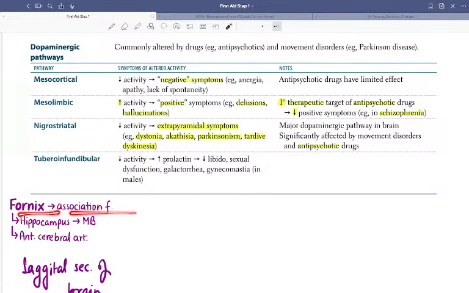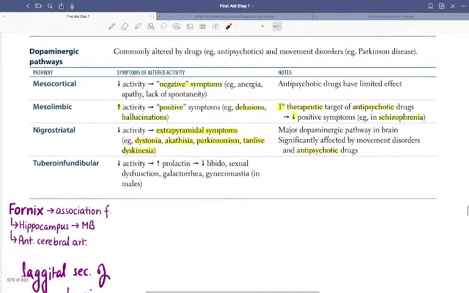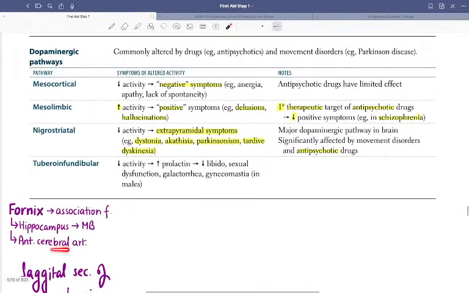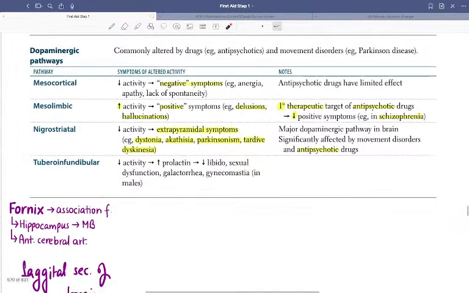The fornix is an association fiber, and it connects the hippocampus to the mammillary body. This is a previous year question: what does the fornix connect? The fornix connects the hippocampus to the mammillary body. The anterior cerebral artery supplies the fornix. These are association fibers, seen in the sagittal section of the brain. This is mainly important in case of psychiatry.